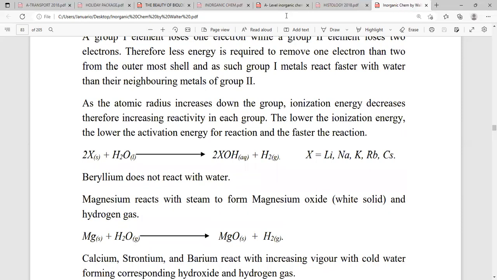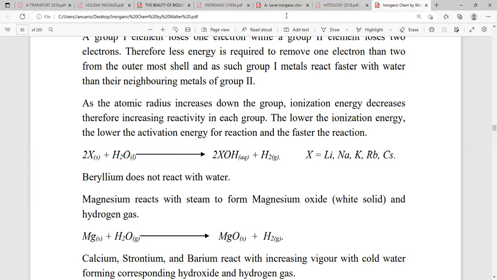With beryllium, it does not react with water, and magnesium reacts with steam to form magnesium oxide, a white salt, and hydrogen gas. As we said, the reaction is decreasing down the group, and group 2 elements are less reactive to water than group 1 elements. So the group 2 element beryllium does not react with water, even if you boil the water or at room temperature. But for magnesium, once you boil, that means you are turning water into steam.